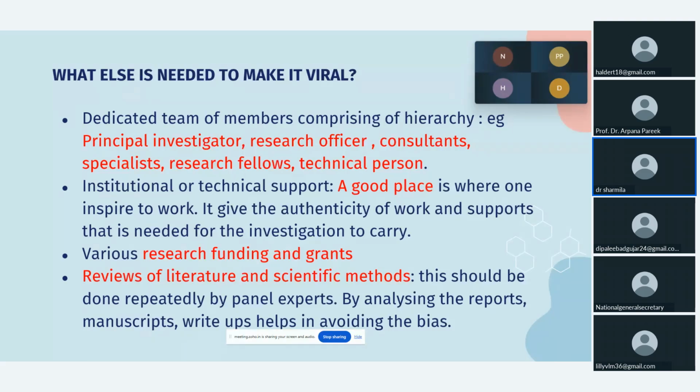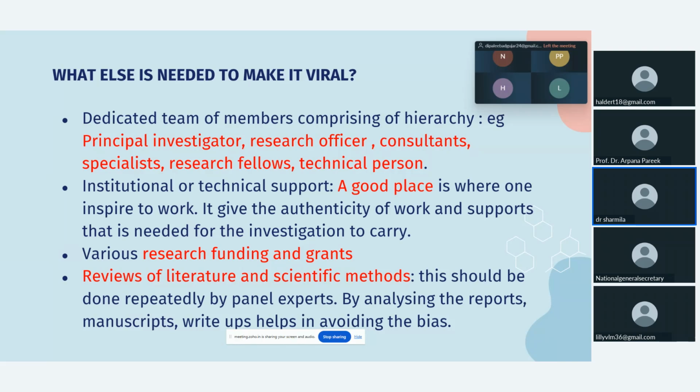Then institutional technical support of a good place. Obviously a place where you can get inspired to do the work, which gives authenticity to the work and the support that is needed for the investigation to be carried out. Now there are various research fundings and grants. This is one of the motivations, so that if I get this funding, then only I'll do the research. So there is certain back-ended support for it. And lastly is review of literature and scientific method. This should be done repeatedly by a panel of experts. Analyzing the report, manuscript and write-ups helps in avoiding biases. I already told you that review of literature is necessary.